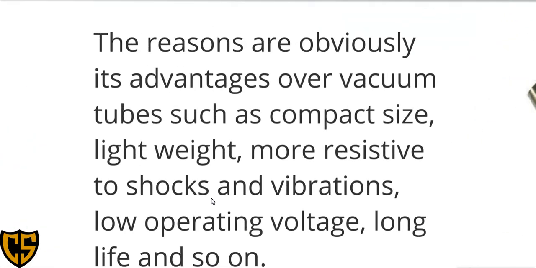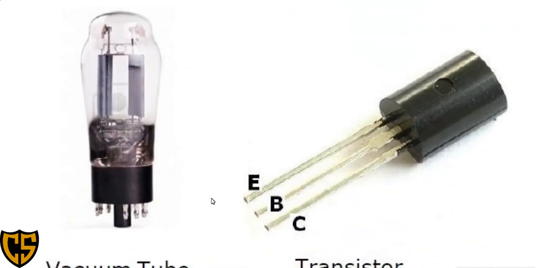The reasons are obviously its advantages over vacuum tubes, such as compact size, light weight, more resistance to shocks and vibration, low operating voltage, long life, and so on. Those are the advantages of the transistor over the vacuum tube.